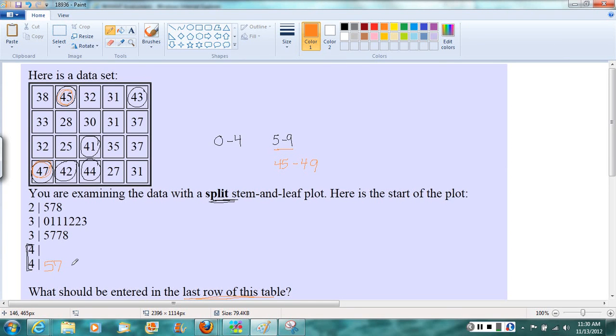Just for completion and for practice, let's fill in these values too. For that other stem, we'd have 41, so that's going to be a 1, 42, which would be interpreted as a 2, then the 43, which we put as a leaf of a 3, and the 44, which we put as a leaf of a 4.